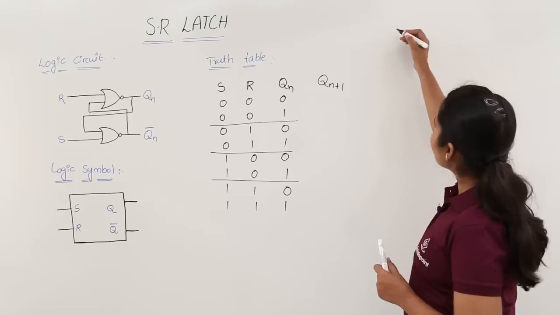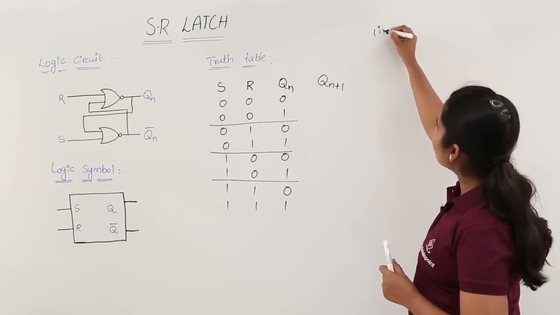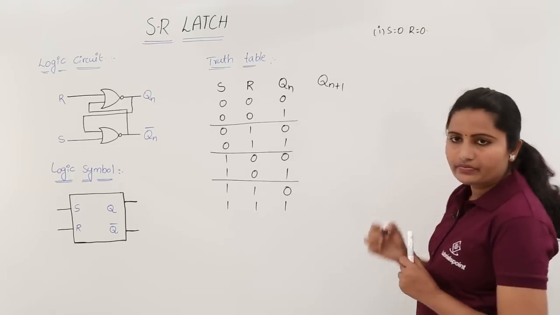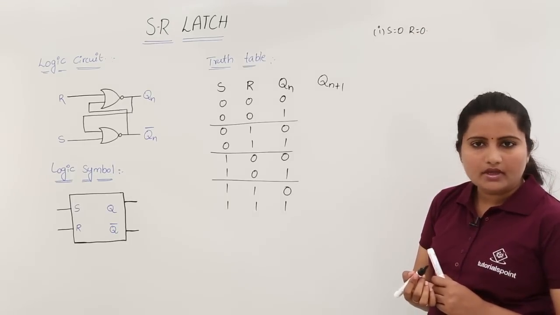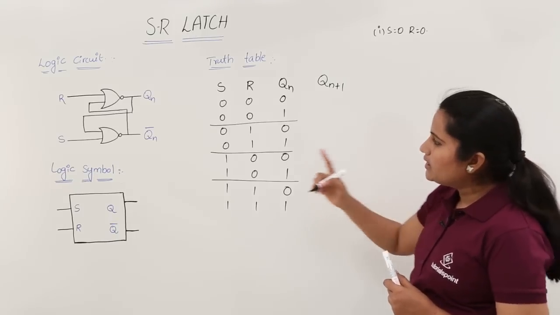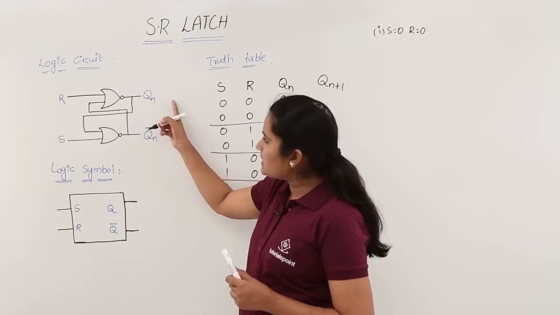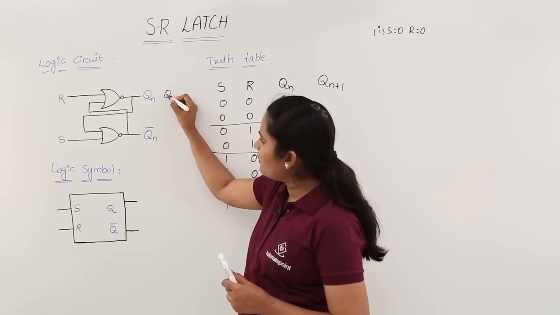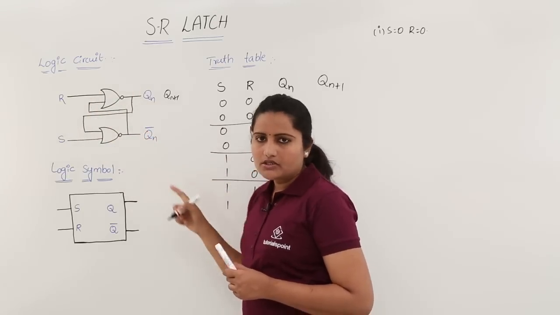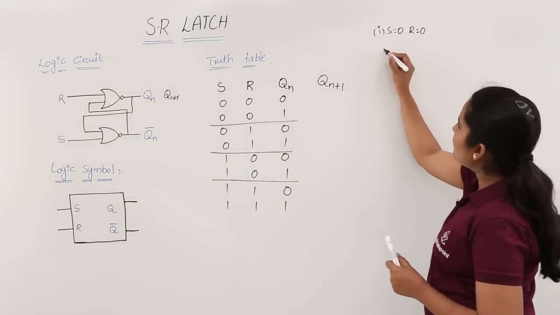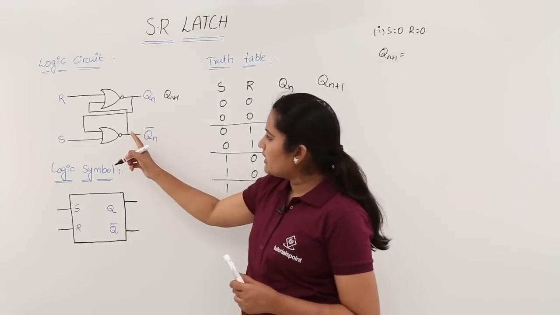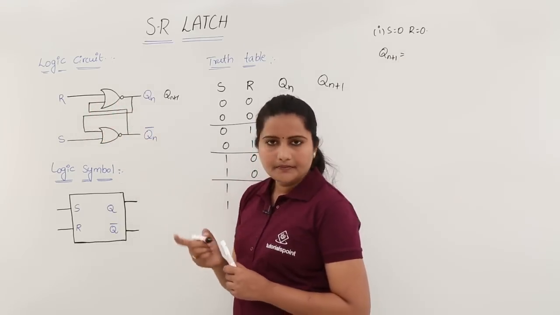So this is the first condition I am going to consider here. When S equal to 0, R is equal to 0. What is going to happen? How are we taking Qn+1? So here, Qn+1 will be your output after processing these inputs.